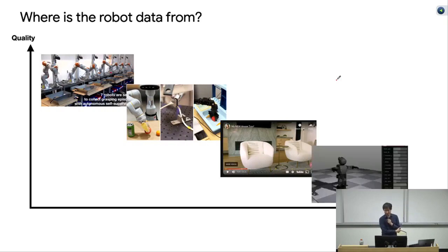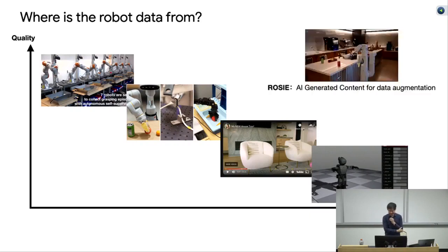And finally, we have physics simulations. Simulations are very fast, can run in parallel, so you can collect an almost infinite amount of data in simulation. But we also know that there's a sim-to-real gap. So these are relatively low quality data. Even if you train a good policy using simulation data, there's no guarantee it's going to work on real robots. So there is this trade-off between quality and quantity. The question is, is there anything in that corner that gives you good quality with a large amount? So that's the last project I'm going to talk about, ROSIE, how to use AI-generated content for data augmentation.